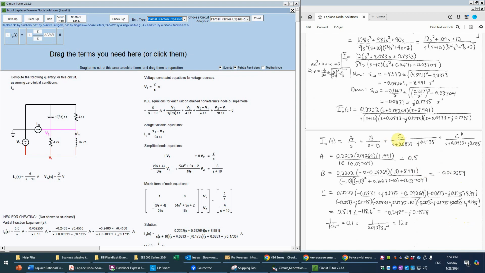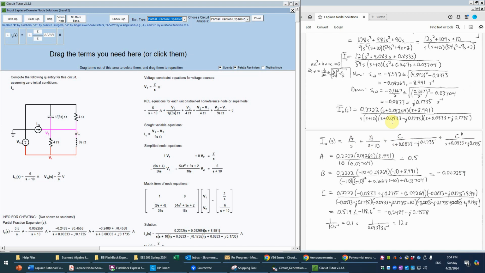Okay, and then for C, we do a very similar thing. Now we have to use the factored form because of the complex number here. So we'll multiply through by this denominator and set S equal to the negative of that, which will basically, again, wipe out all of these other terms, leaving us with only a C on the right-hand side.